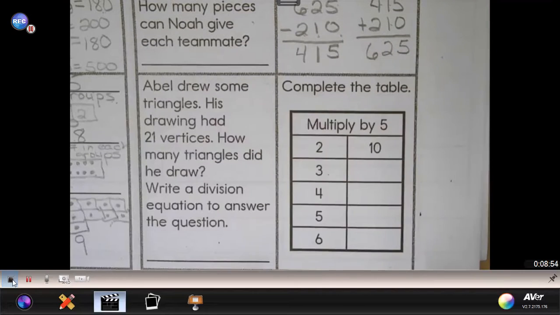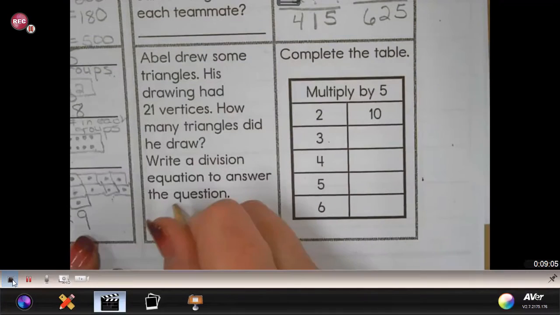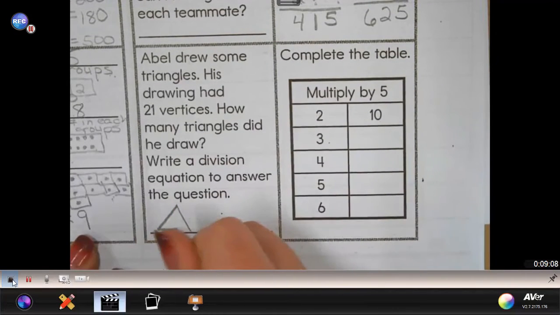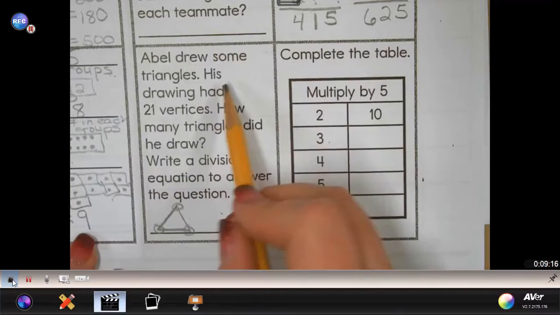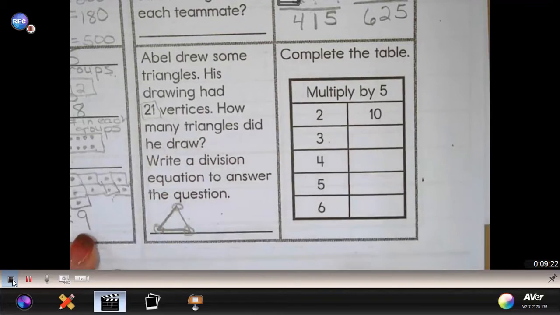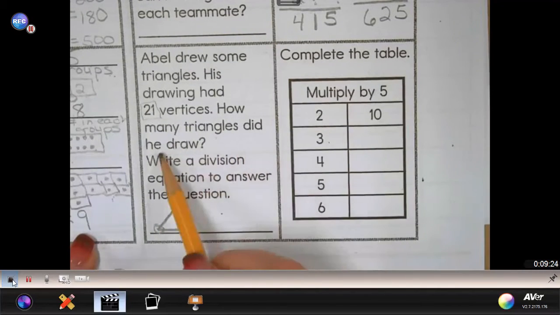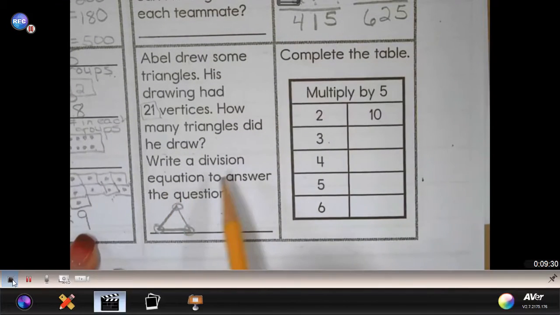Now, let's take a look at the next word problem. Abel drew some triangles. So we have to know what a triangle is, right? It's a three-sided figure, and it has 3 vertices. 1, 2, 3. 3 vertices. Now, in the next sentence, it says his drawing had 21 vertices. How many triangles did he draw? Then it also gives you a clue here. Write a division equation to answer the question.